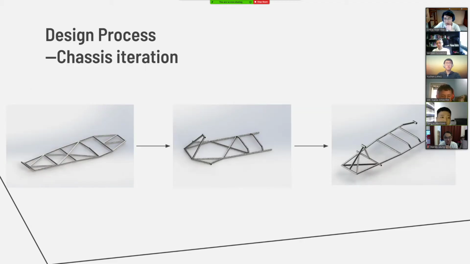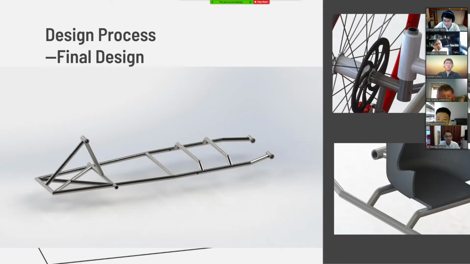Okay, next please. These are the chassis iterations. You can see we cancelled a lot of useless design from version 1 to version 3. Okay, next please. This is the final design. Next please.